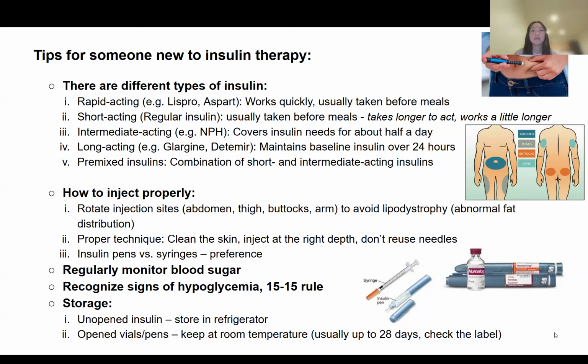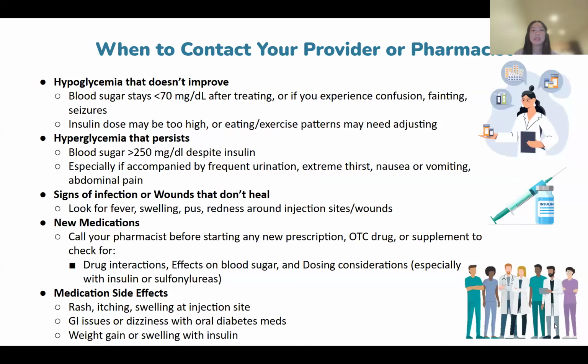And then when should a provider or pharmacist be contacted? If consumers notice hypoglycemia that is not improving, so it's still under 70 milligrams per deciliter even after treating it with the fast-acting sugar, or if the hypoglycemic episode involves confusion, fainting, or seizures, those are definitely more worrisome and definitely warrant talking to your provider about. It could be because their insulin dose is too high or their other diabetes medications, or the eating and exercise patterns need adjusting.